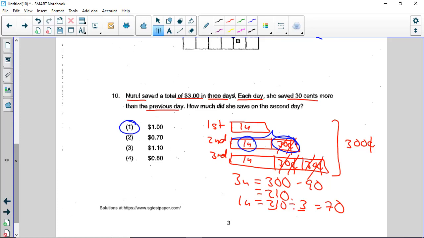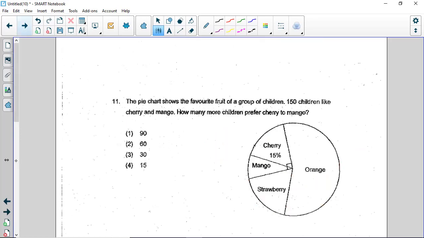Let's go to question 11. Question 11, and that's your pie chart. So what do you do with the pie chart? You use percentage to represent the whole pie. So what is a right angle? A right angle means 25%. 25% minus 15%, that will be 10% already.